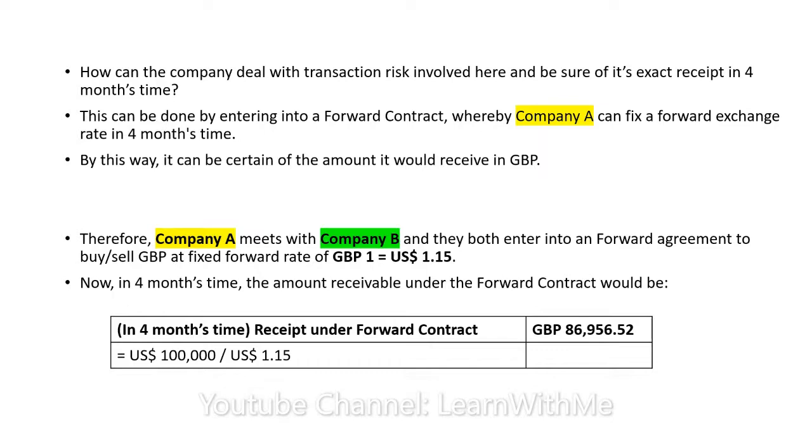The net amount receivable in 4 months' time for company A would be GBP 86,956.52. So as you may notice, company A is certainly benefiting by a forward contract here. It is benefiting in two ways. One, that it is now certain of what amount it is going to receive, and two, to some extent it is able to hedge against the transaction risk, if not entirely. To some extent, yes, it is able to hedge against the transaction risk involved here.